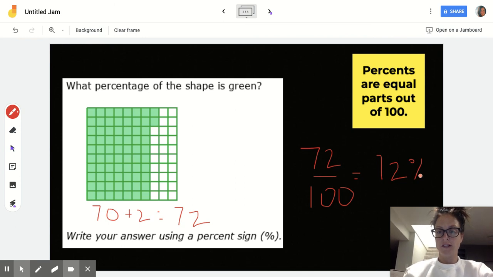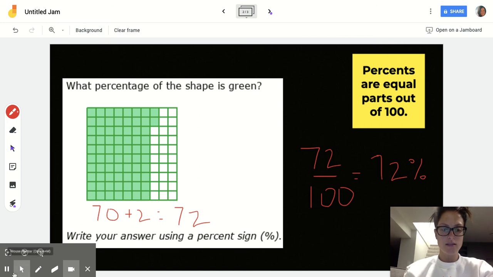This is really hard to write with this. I know you guys are learning how to use Jamboard too. And it is not the easiest, but it's a nice tool.